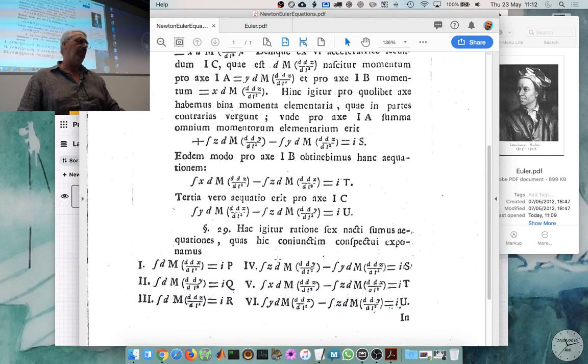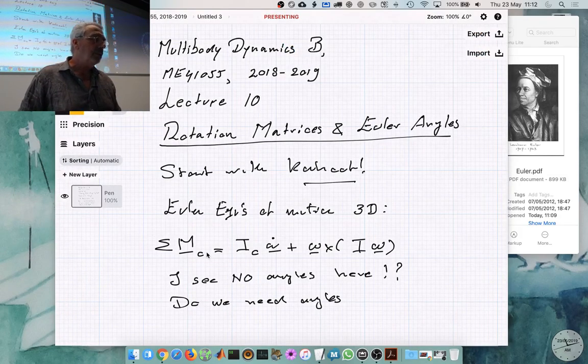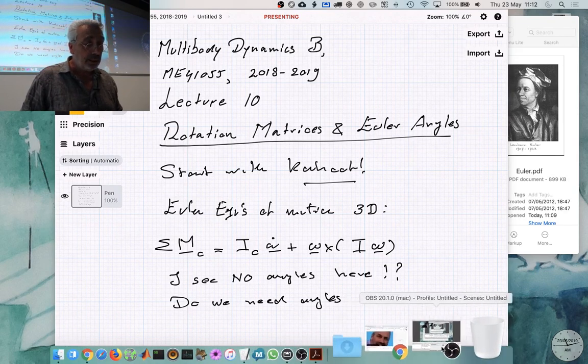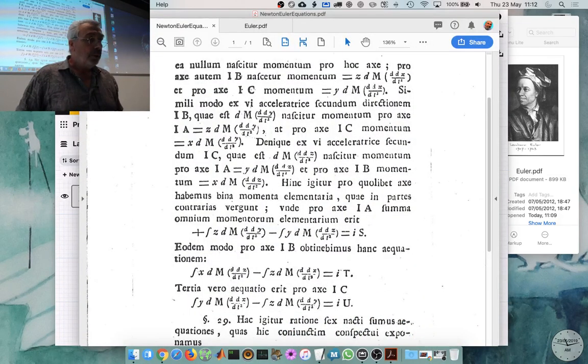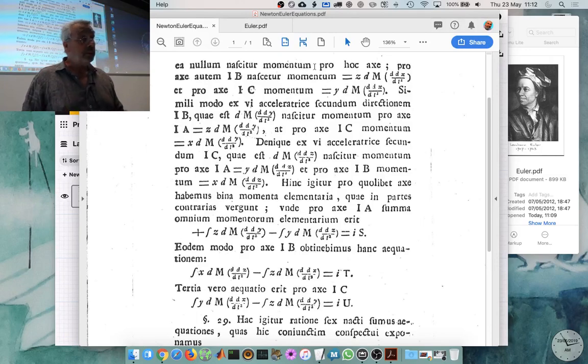At first you would think, what is this? They don't look like the thing we've written down here, right? Well, notations changed a little bit over time, but in essence it's of course the same. So what is he doing? Momentum pro hoc axe, I know, that's a torque about an axis, right? And now we get it: z times dm times d²x/dt². This notation we understand. Already in those days they were using the d for differentiation.